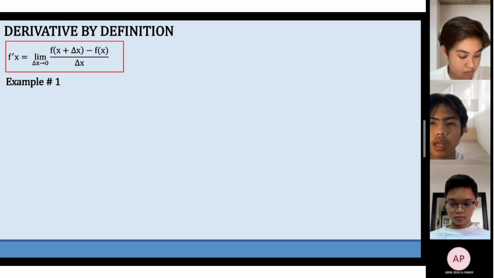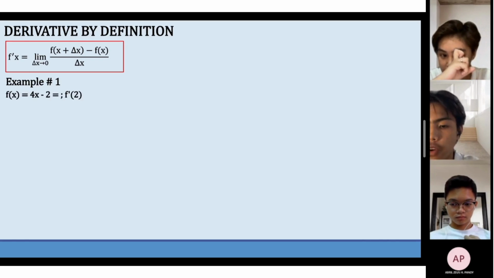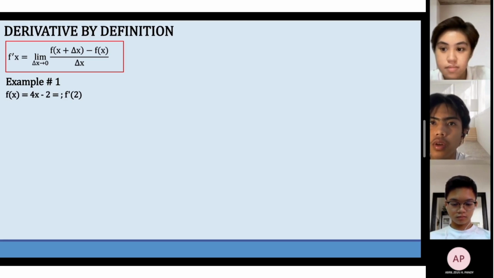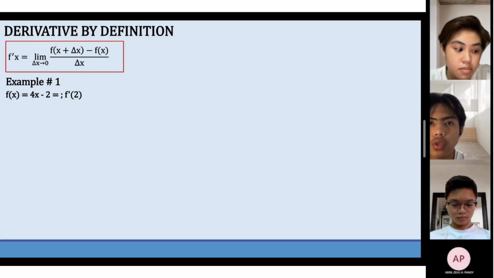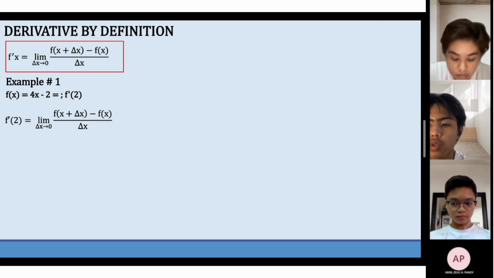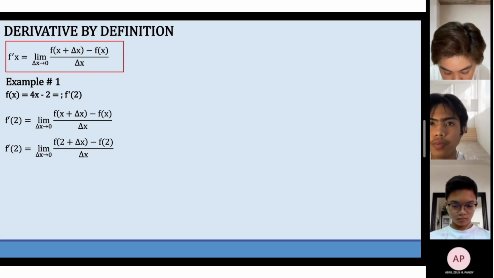Now let's try an example. The function is f of x equals 4x minus 2. Find f prime of 2. Using the formula given, substitute the value of x, which is 2. Now it is f prime of 2 equals the limit of f of 2 plus delta x minus f of 2, all over delta x, as delta x approaches 0. But first, we are going to solve the f of 2.